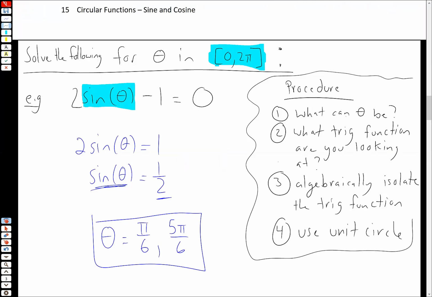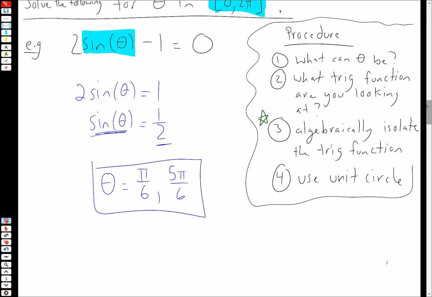Step 3, and I'm going to put a little star next to this, algebraically isolate the trig function, so get the trig function by itself. And then finally, use the unit circle, combining steps 1 and 2, to figure out what theta has to be to get you whatever your equation is telling you to get.